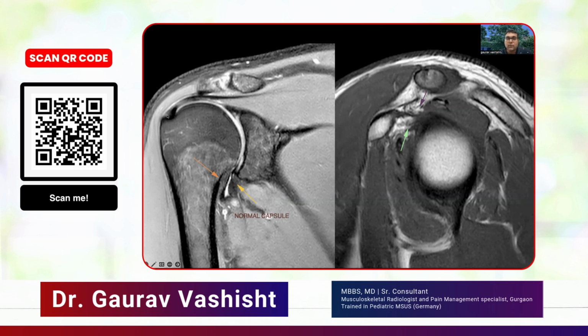So the idea of showing this case was that whenever you see a patient who has scarring in the rotator interval, like in this case, but the inferior capsule is bang normal, do not label this as adhesive capsulitis. Adhesive capsulitis has to be labeled only when the capsule is thick and edematous, and along with that you see scarring in the rotator interval. So do not overdiagnose it. Always look at the clinical notes, talk to the patient if need be, or to the clinician.